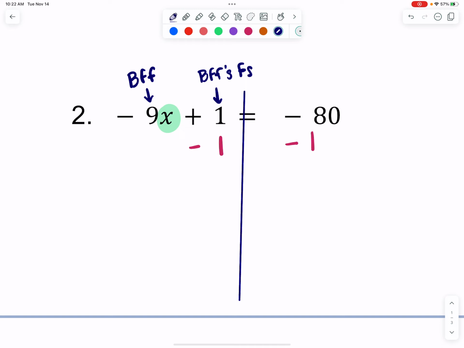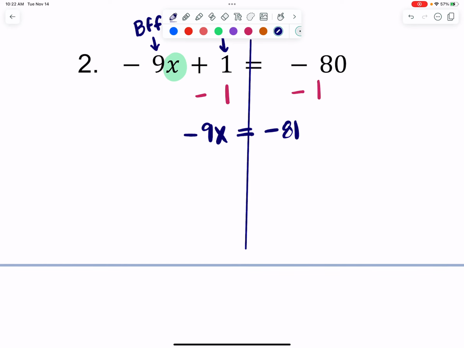That means that on the left side, we have a negative 9x. On the right side, we have a negative 81. At this point, guys, if you need that Desmos calculator, absolutely pull it out. Because if you make a mistake with your arithmetic, you're not going to get the right answer.